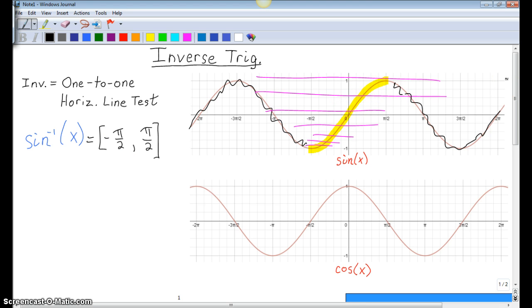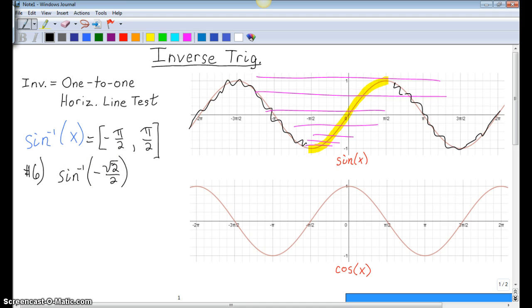So let's do a real quick example. It's actually in our packet, back of our packet on 8.2. Very first problem. No, let's skip right ahead to question number 6. Sine inverse of negative square root 2 over 2. Okay, we're looking at what angle gives us a sine ratio of negative square root 2 over 2.